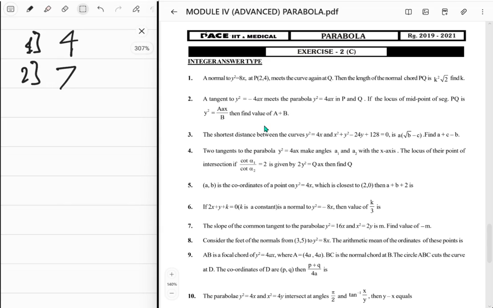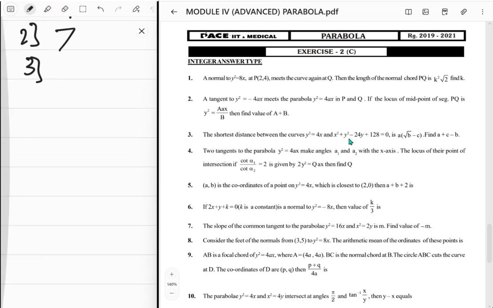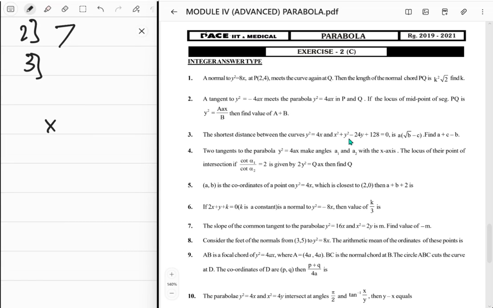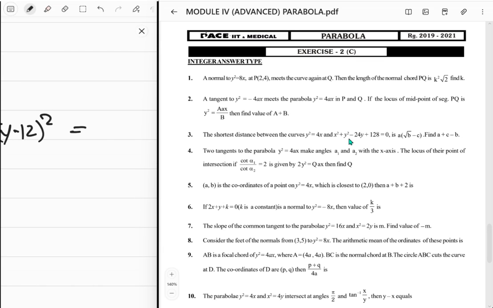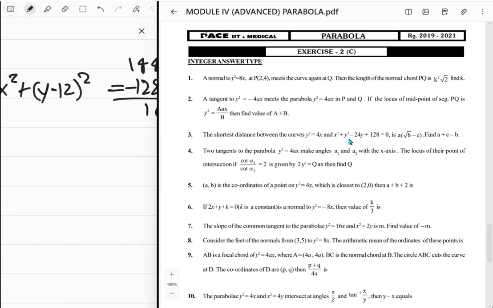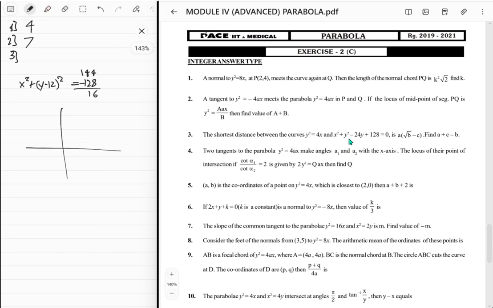Third, the shortest distance between this curve and that curve. So this, and some kind of circle, right? x squared plus (y minus 12) squared is equal to minus 128 plus 144, right? So it's going to be 16. So the radius is, okay, 0, 12, somewhere over there. Radius is 4. Is that correct?